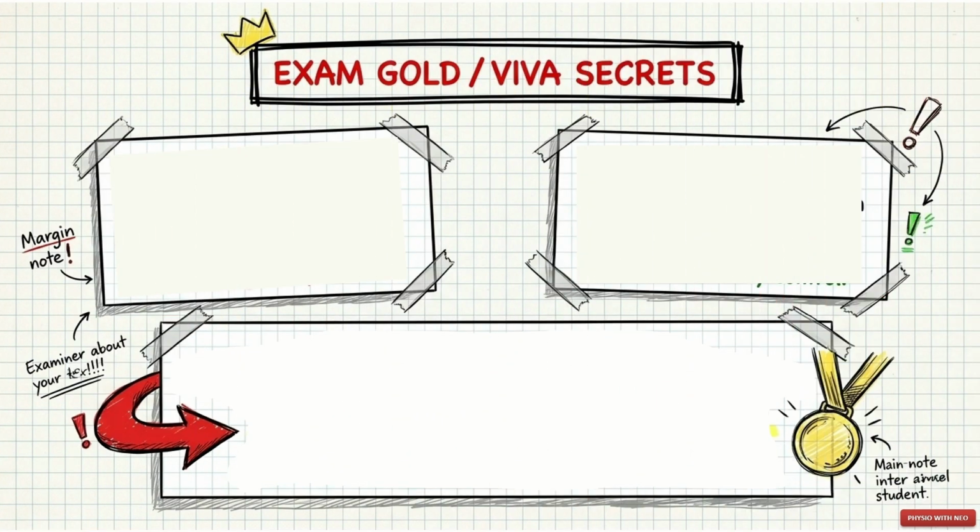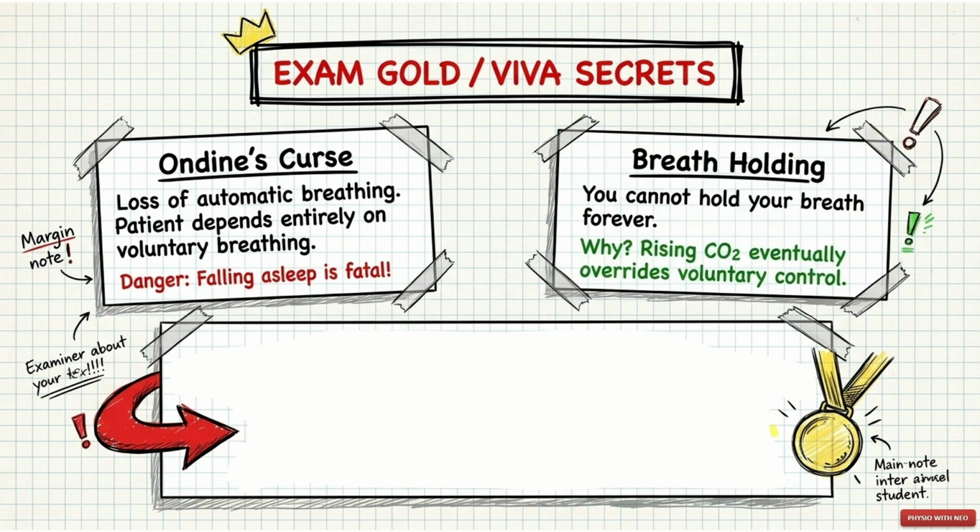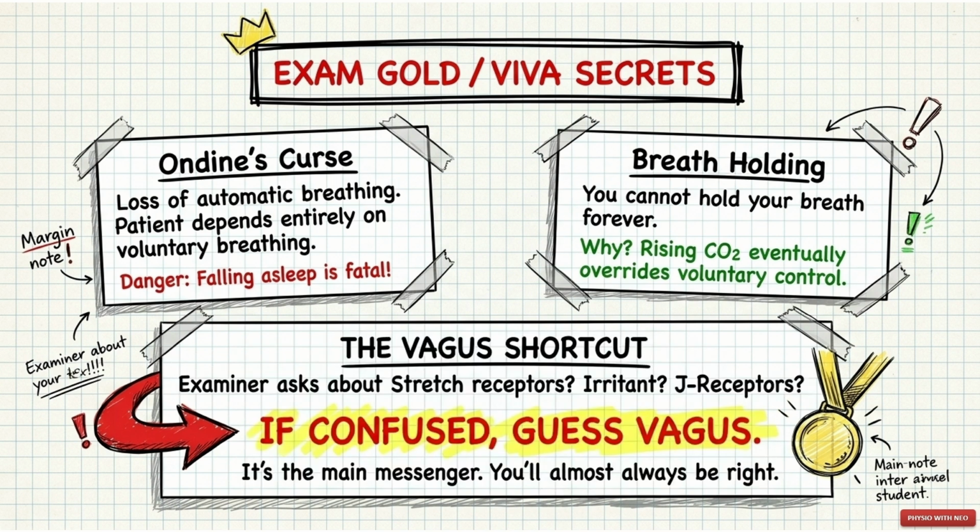Now let's wrap up with some important exam and viva gold secrets. First, the Pontine curse: the loss of automatic breathing, where the patient depends entirely on voluntary breathing, and here falling asleep is fatal. Breath holding: you cannot hold it forever because the rising carbon dioxide eventually overrides the voluntary control. And lastly, if the examiner asks about stretch receptors, irritant or J receptors, and you are confused, always guess vagus because it is the main messenger and you will always be right.